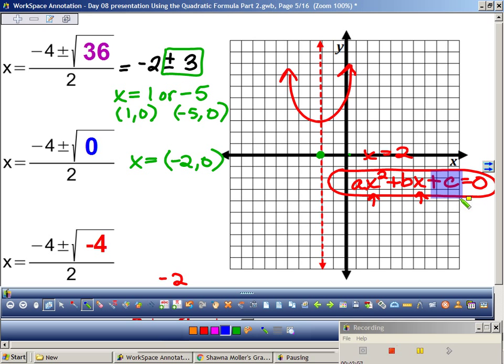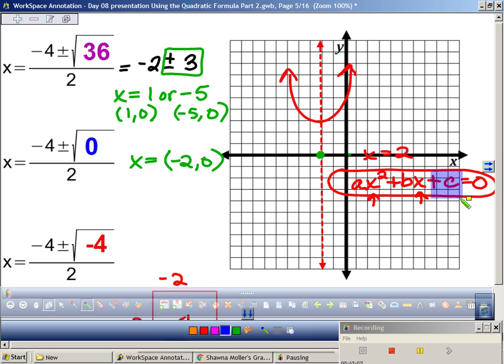Right there. So that would be enough to graph it. I could get my vertex, and I could get my y-intercept, and that would be enough to graph it. But it doesn't have any roots because it's negative underneath the radical. Okay, so now that we have these pieces of information, let's finish these up.